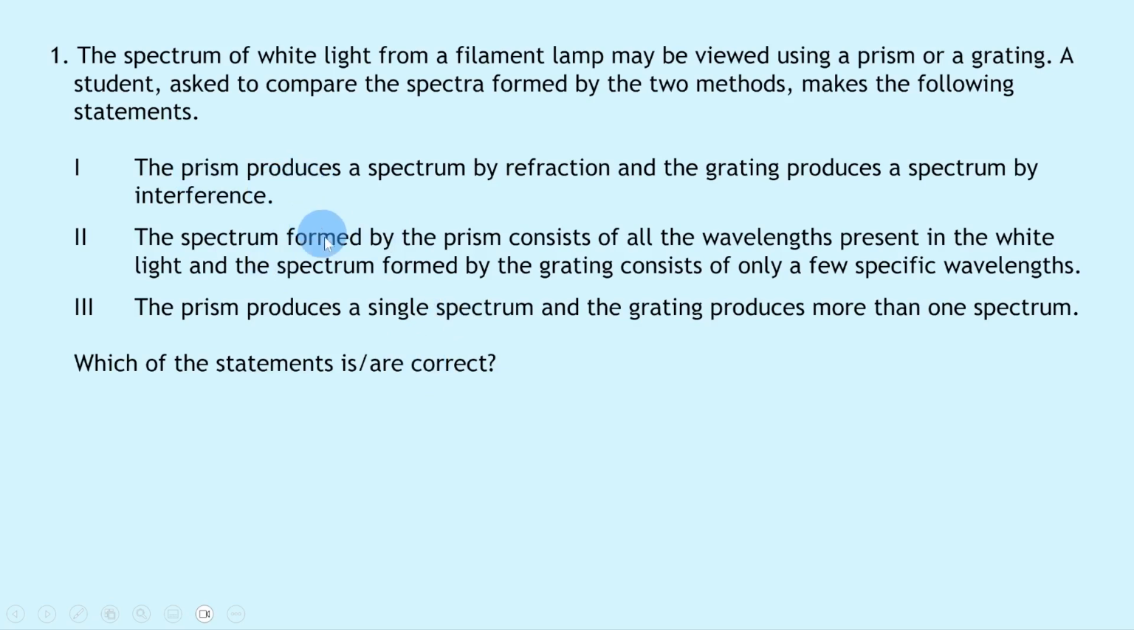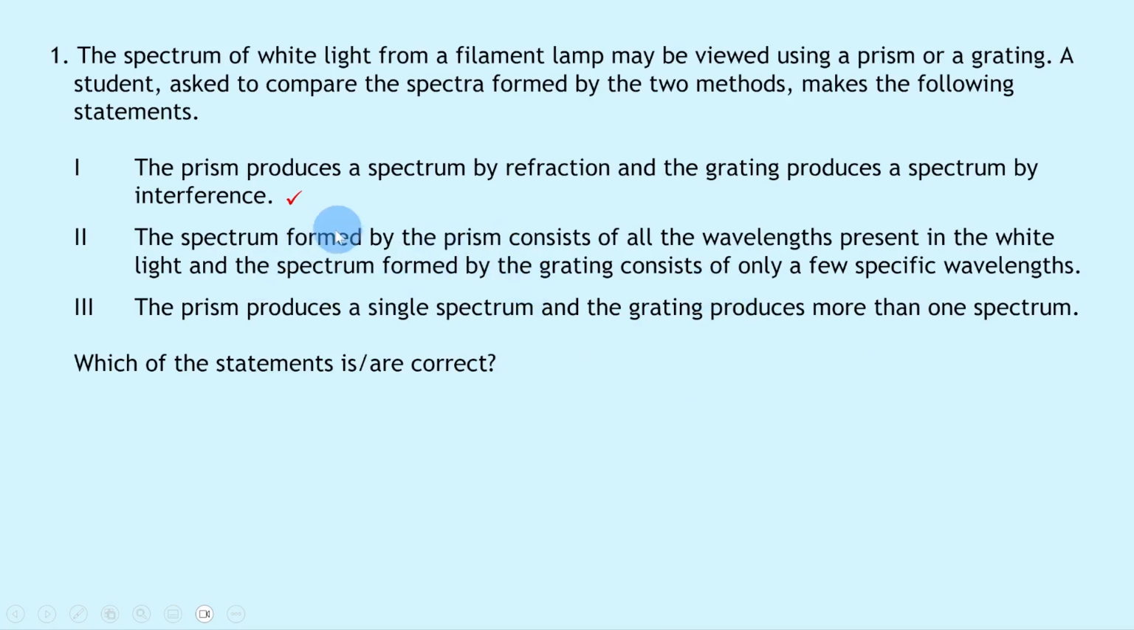Well, let's look through each one in turn and decide whether they're true or false. Well, that first statement, the prism produces a spectrum by refraction, that is true, and the grating produces a spectrum by interference, that is also true, because we can say diffraction or interference. The two words are sort of interchangeable. So that statement is true, so let's give it a tick.